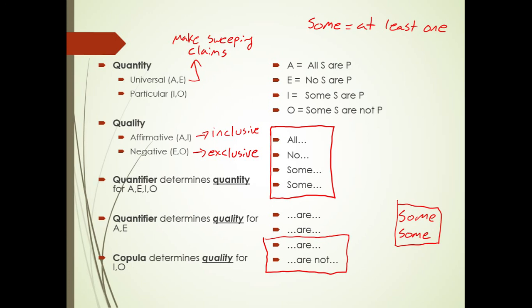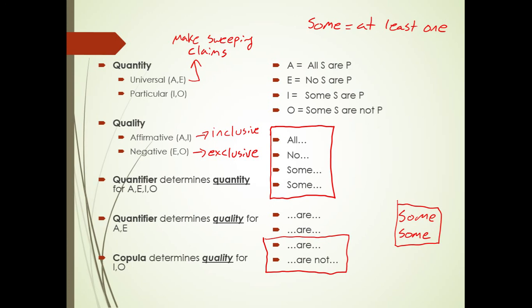The universals are your A's and your E's. Your particulars are your I's and your O's. The quality tells you whether or not it's affirmative or negative. The affirmatives are A's and I's. Those are the inclusive claims. The negatives are E's and O's. Those are the exclusive claims.